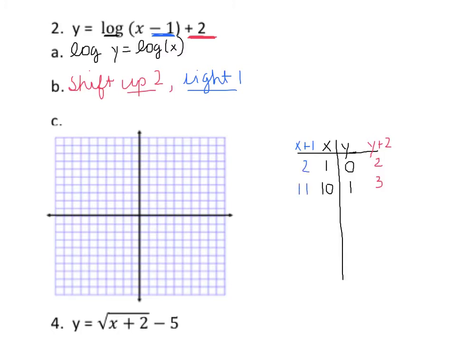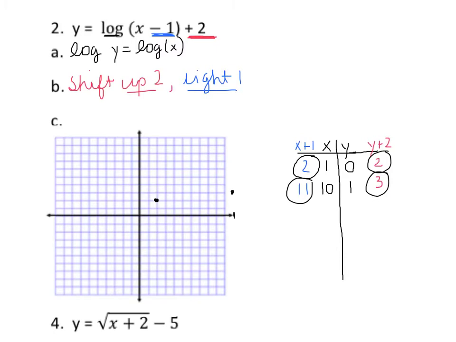Okay, so now we're going to graph these new points. The new ordered pairs would be 2, 2. So let's go over 2 and up 2. And then our point 11, 3. So 1, 2, 3, 4, 5, 6, 7, 8, 9, 10. So 11 would be out 1 more, and then go up 3. So that would be here.